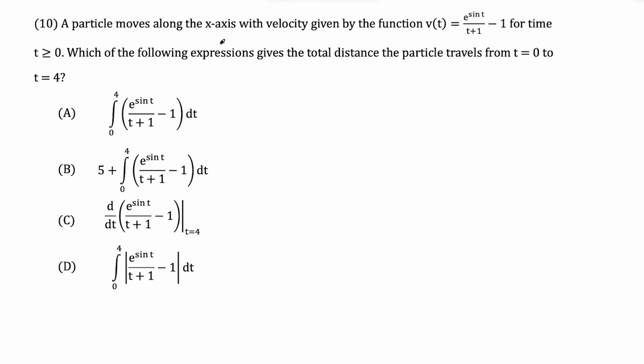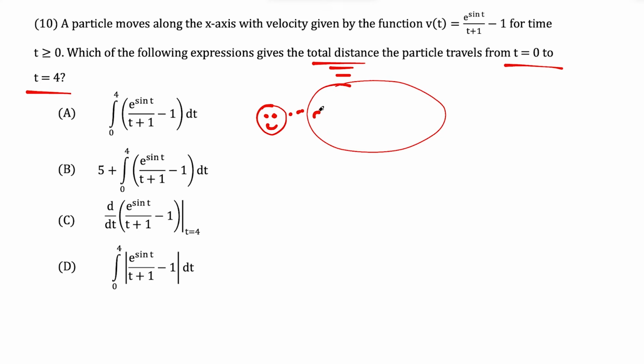Question 10, we have a particle moving along the x-axis with velocity given by this function here for time t greater than or equal to 0. We want to know which of the following expressions gives the total distance the particle travels from t equals 0 to t equals 4. The moment I hear total distance traveled, I think distance is equal to the integral from a to b of the absolute value of velocity, on the inside of the integral. That's automatically where my head goes. Anytime I have to find total distance, I want to use this formula.